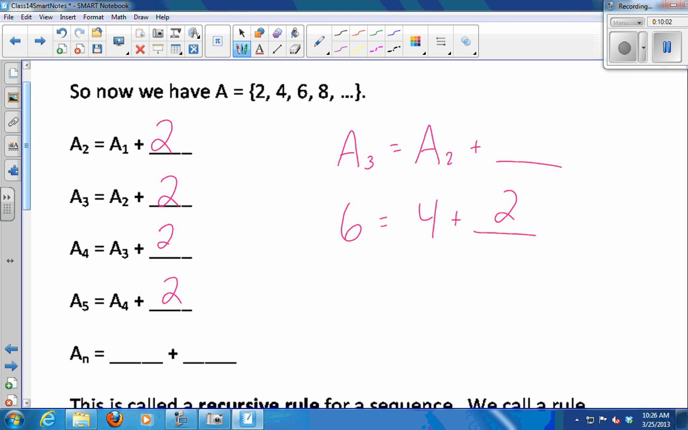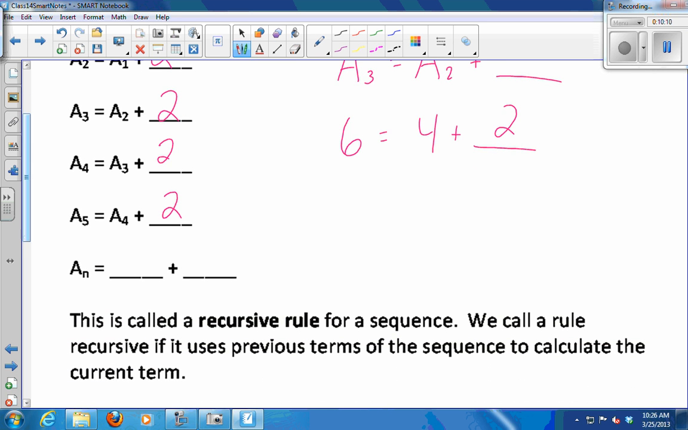So a sub n is equal to the number right before it, and we need notation to represent the number right before a sub n. All of these, a3, a2, a4, a3, a5, a4, we just decrease the subscript by 1. The way you do that in general is subtraction. Take 1 away from the subscript and add 2 to it. So a sub n says in English that any term in the list is equal to the term right before it plus 2.